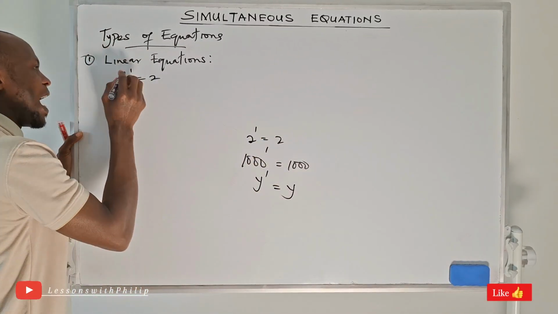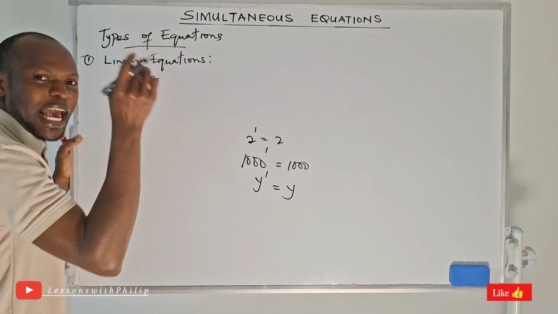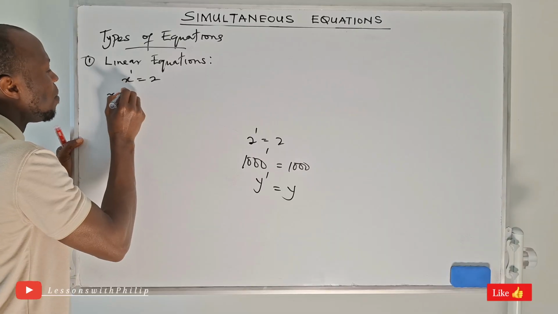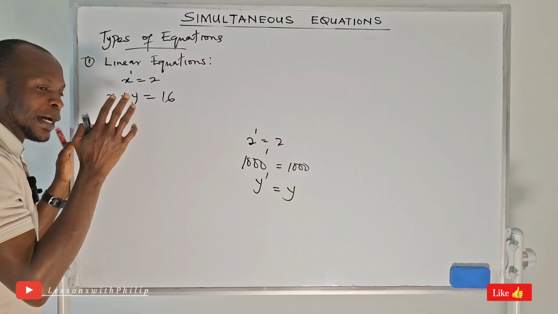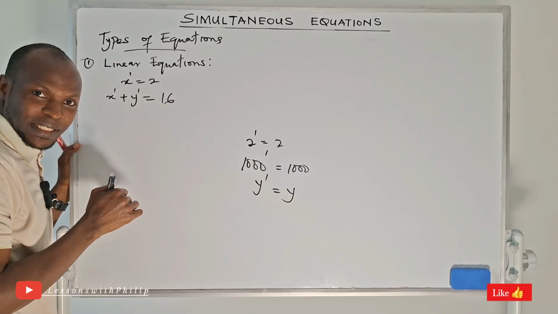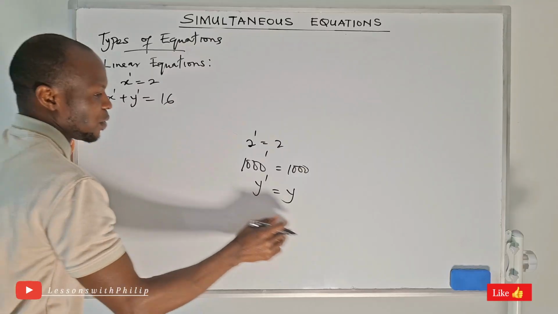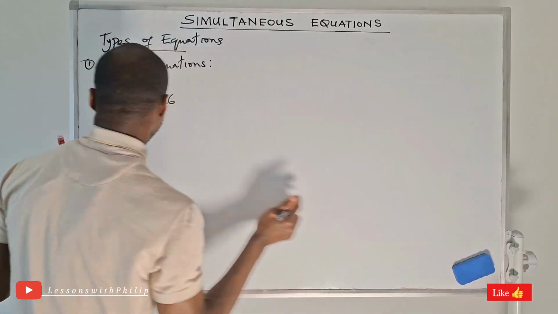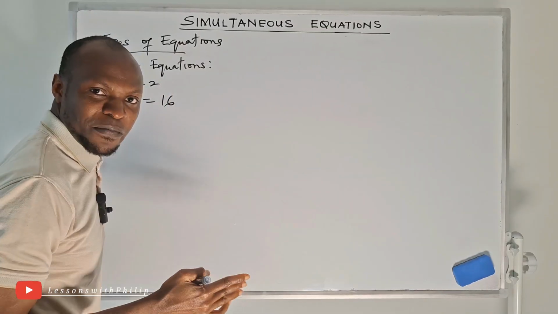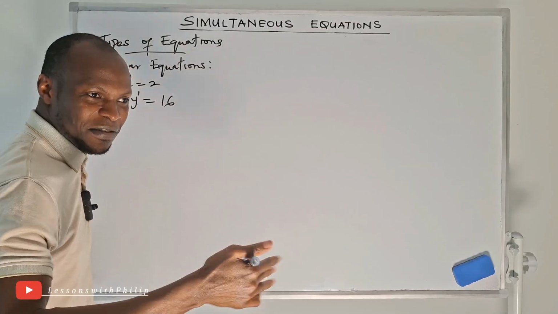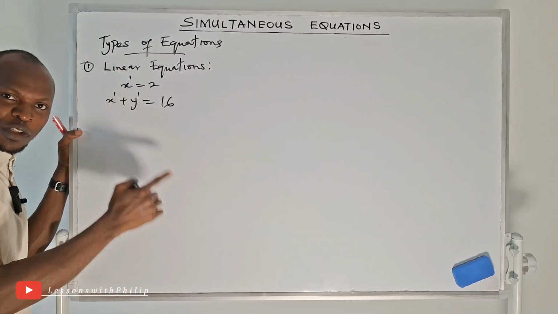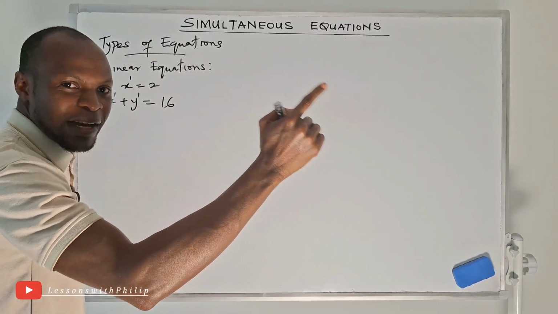Okay? So the highest power of that variable is the exponent of that variable. The highest exponent is 1. So if I have x plus y equals 16, for example, this is also a linear equation whereby the highest power of the variable is 1. Okay? Before I go to another type, in linear equations we can have as many variables as possible. You can have 3, you can have 5, you can have 6, you can have only 1, just like you have 2 variables here. But the highest power those variables carry is 1.